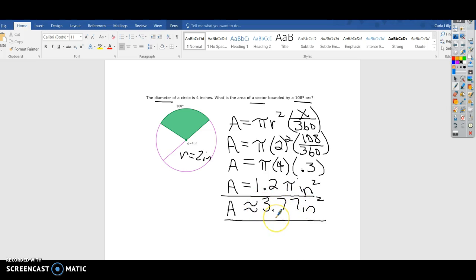Okay, so again, area of a sector is the area of a circle times the fraction of the circle that you're actually talking about.